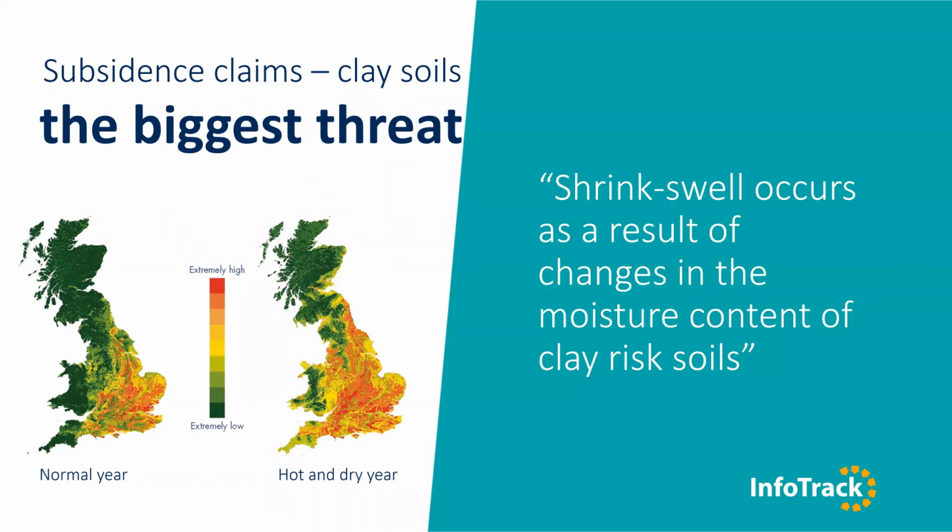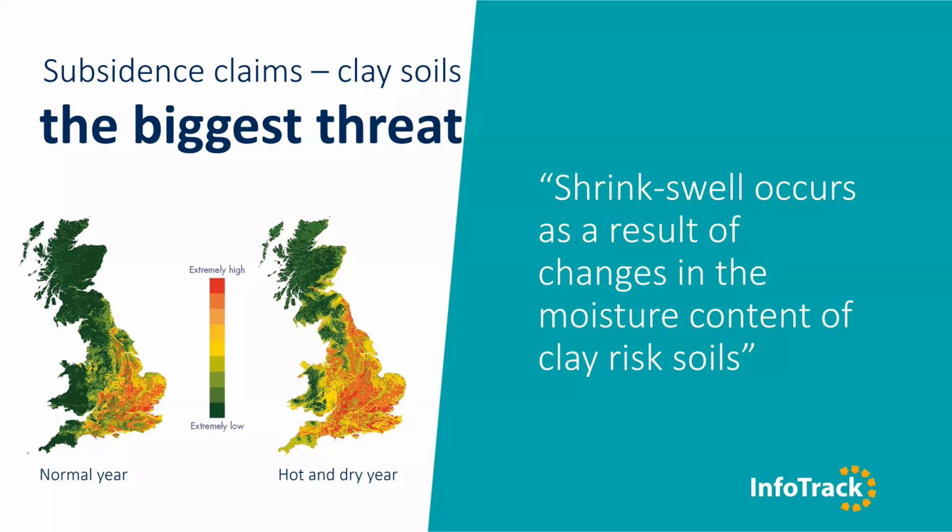One of the biggest issues we have with natural ground subsidence is clay soils. And the image on the left shows subsidence hazard in a normal year versus subsidence hazard in an extremely hot and dry year, such as we had last year. Now, whilst there are 6 main types of natural ground subsidence, clay soils is thought to be the biggest problem and the cause of most insurance claims. It equates to around 75% of all claims that we have.